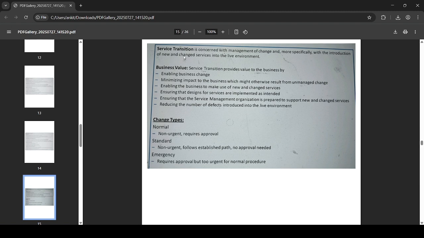Next is service transition, the next phase of the ITIL, the IT infrastructure library.